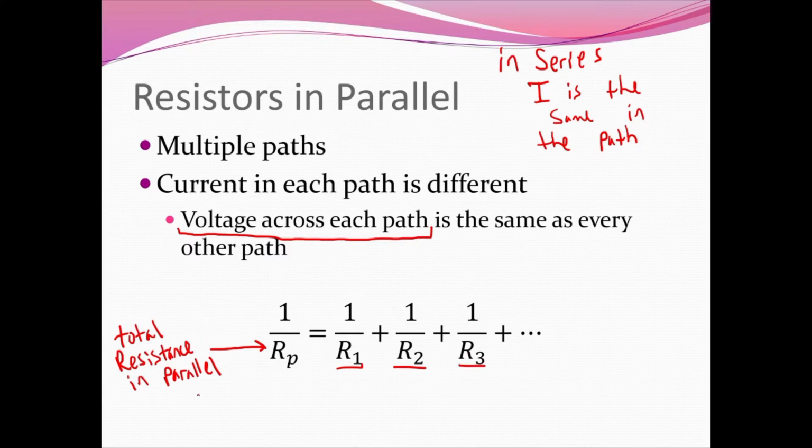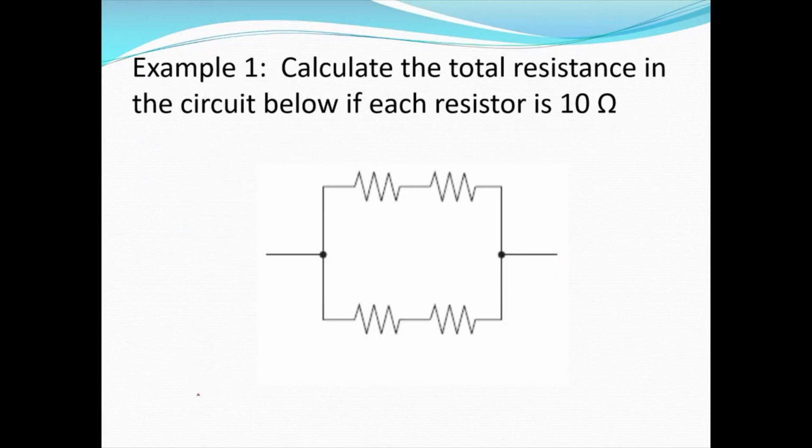Alright, so let's go through an example of how to calculate the resistance in a parallel set of resistors. Here we're going to calculate the total resistance in the circuit below if each resistor is 10 ohms. So we have a 10 ohm resistor here, a 10 ohm resistor here, and this is also 10 ohms, and this is also 10 ohms. Okay. This looks slightly complicated, but it's actually not that bad if you break it down into simpler problems.